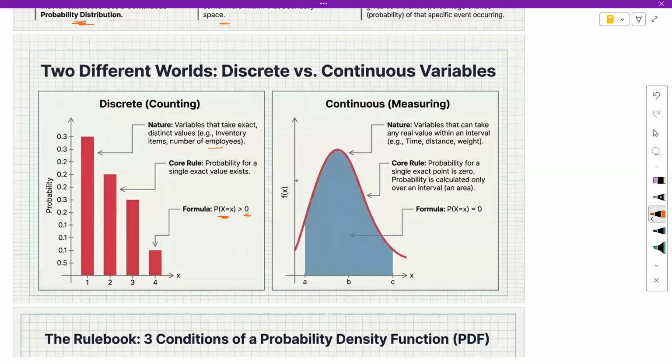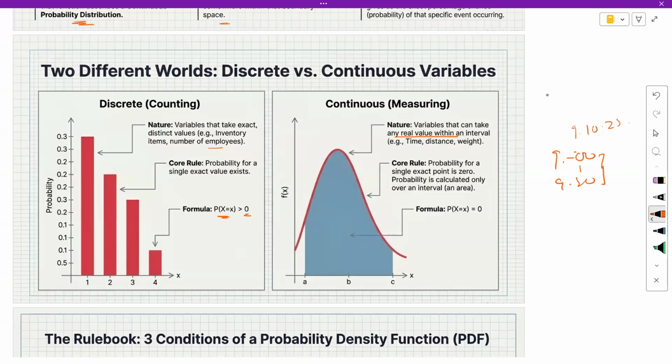Continuous probability distribution: its nature is variables that can take any real value within an interval, for example time. Between 9 p.m. and 9:30 p.m., how many times can we take? 9:05, 9:10, 9:25, like that. Even milliseconds, microseconds, nanoseconds, right? So it has infinite numbers.